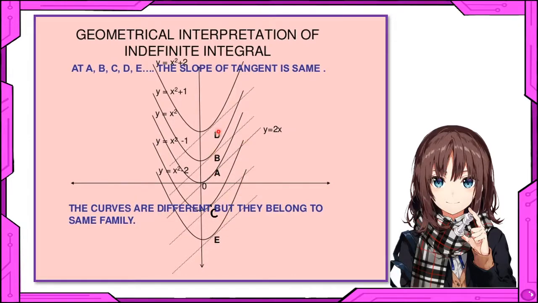Now if I draw tangents at these points A, B, C, D, E, what am I going to get? I'm going to get the same slope because all these lines are parallel, and parallel lines will always have the same slope. And now if you find the derivative of all these functions, you are going to get 2x only. 2x, here also 2x, here also 2x, and in these two functions also. Right? So basically we can say the indefinite integral gives us a family of curves. The curves are different but they belong to the same family.